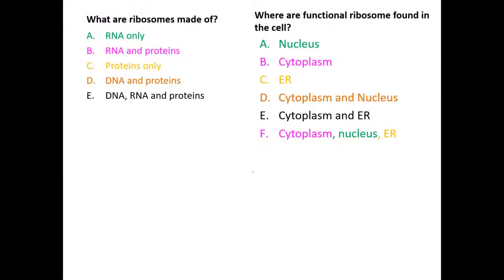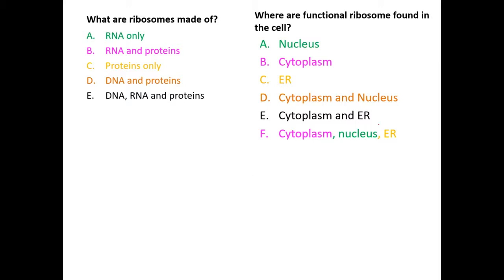Okay, so let's answer some questions. What are ribosomes made of? Go ahead and put it in the chat, because we don't have colored cards. And I didn't make polls. Is it RNA only, RNA and proteins, proteins only, DNA and proteins, or is it DNA, RNA, and proteins? Okay, got some B's. Good. Ribosomes are made of RNAs that are called rRNAs and proteins, that's right, which are called ribosomal proteins.